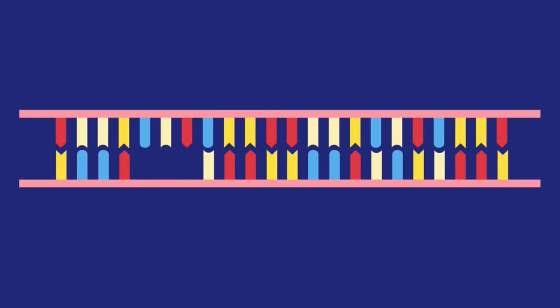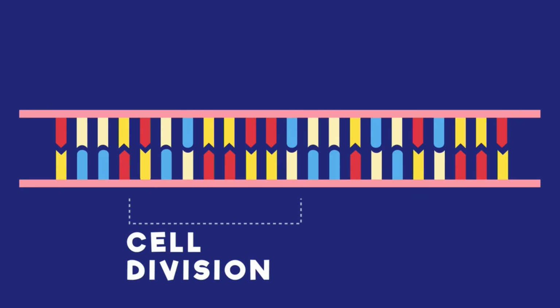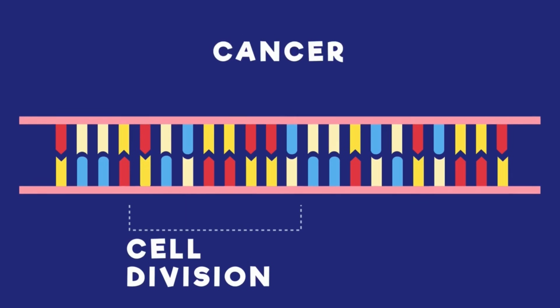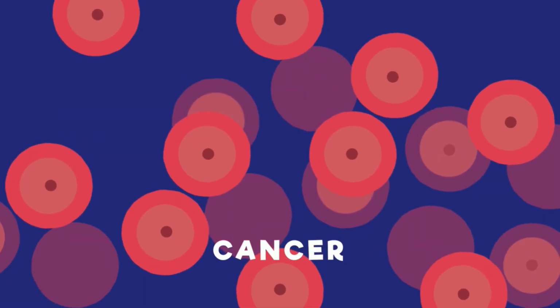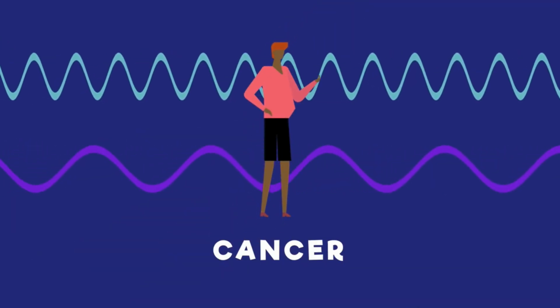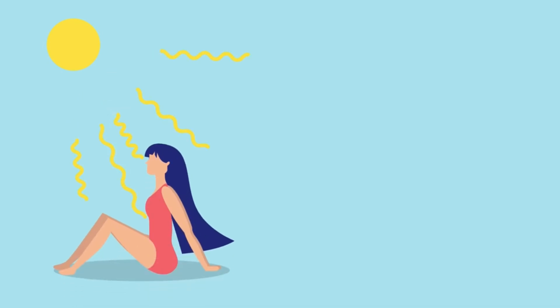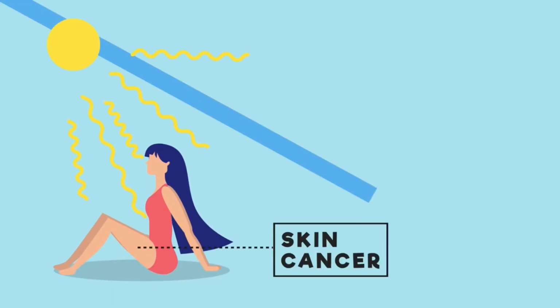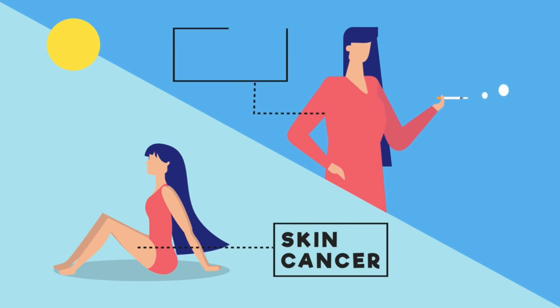If these mutations happen in a region of DNA that controls cell division, cancer can occur. This is because cancer is uncontrollable cell division. Thus, exposure to ionizing radiation increases the risk of developing cancer. For example, UV light is a risk factor for skin cancer, and smoking is a risk factor for lung cancer.